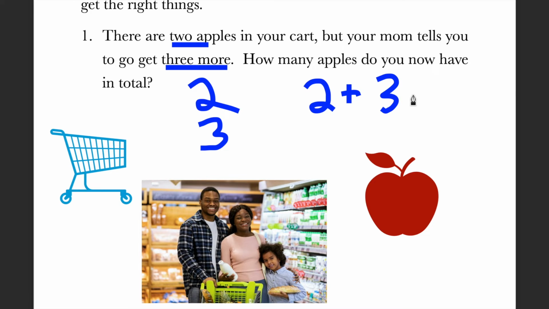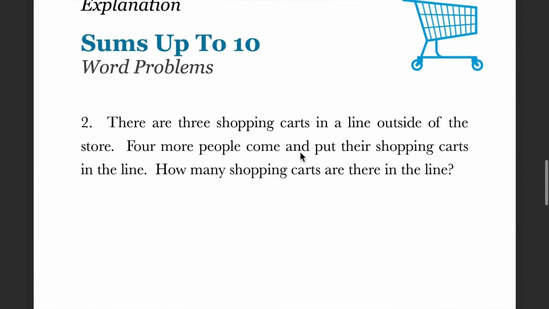So if you had 2 plus 3, what is that going to equal? Well, that's going to equal 5 apples. So you end up having 5 apples. If you have 2 plus 3, you're going to have 5 apples, right? So let's look at another one. Let's see if we can apply this to another situation.